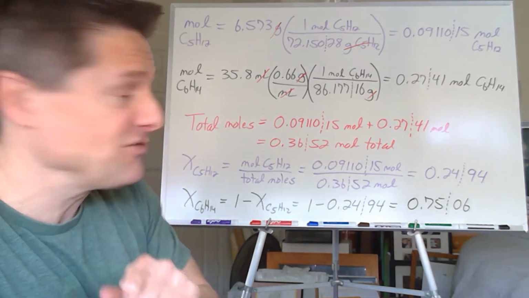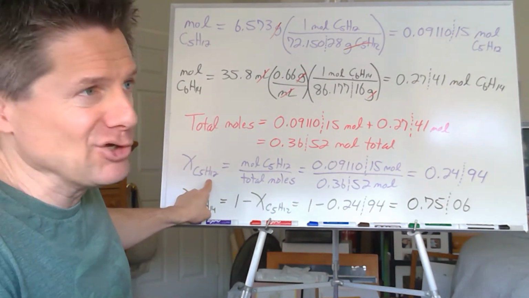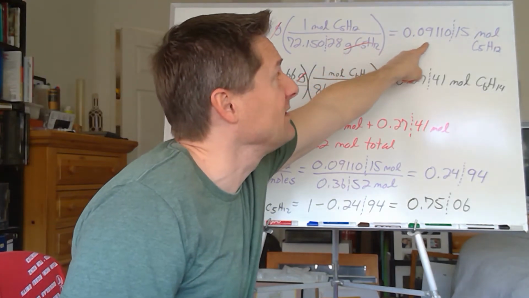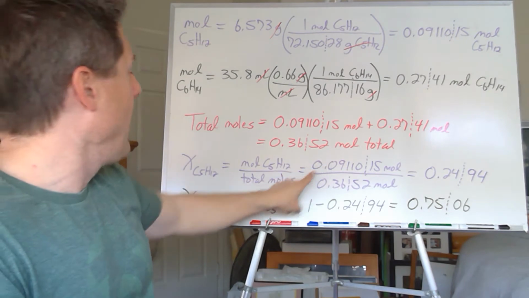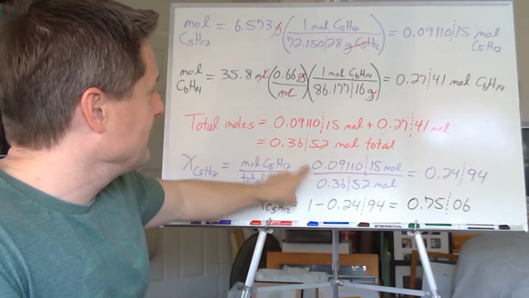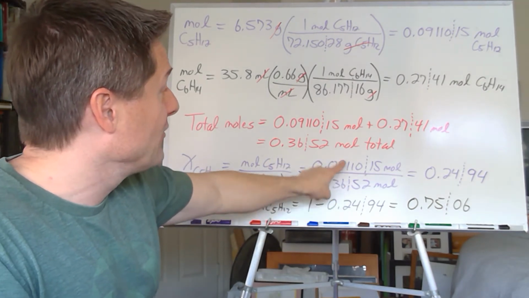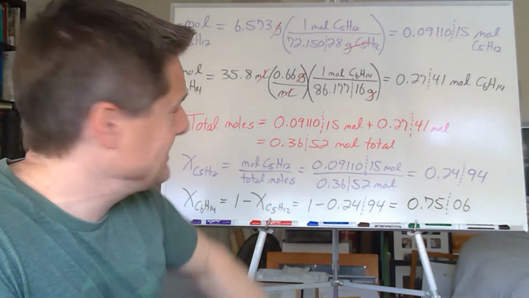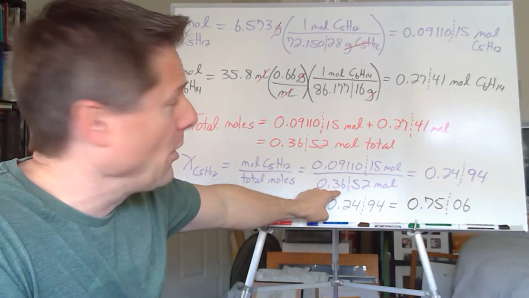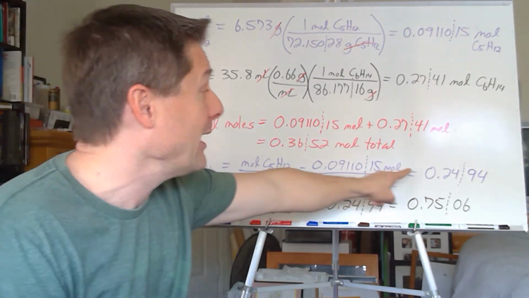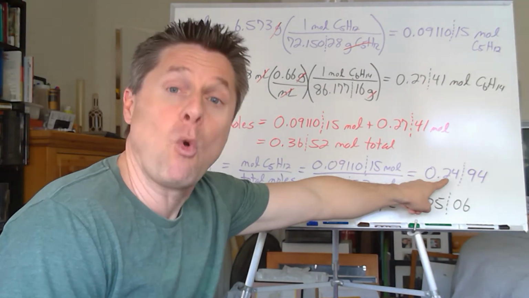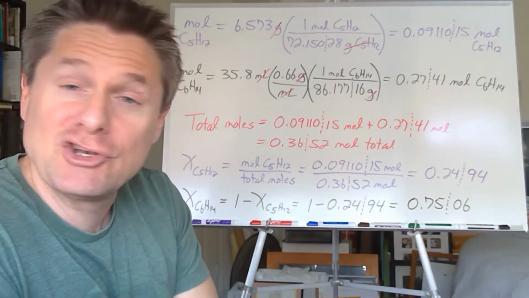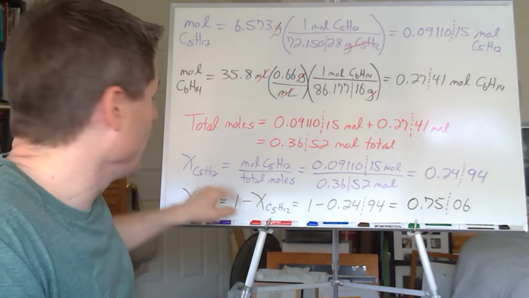Now we can do mole fractions. So let's take the mole fraction of pentane. You could do hexane, whatever. So take the moles of the pentane, 0.0911015, divided by the total moles, which was 0.3652. And since we're doing a division, we're limited by the fewest sig figs. I got 4 sig figs in my moles of pentane, 2 sig figs in my total moles, so I'm limited to 2 sig figs. So I get a mole fraction of 0.2494, and that's unitless, good to 2 significant figures, and that's the mole fraction of pentane.